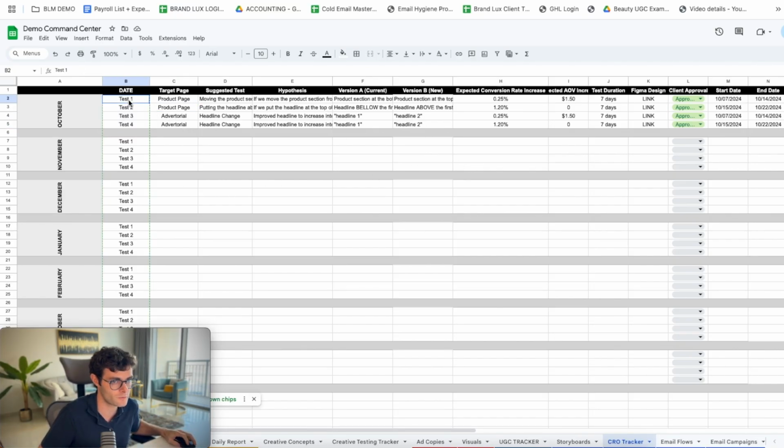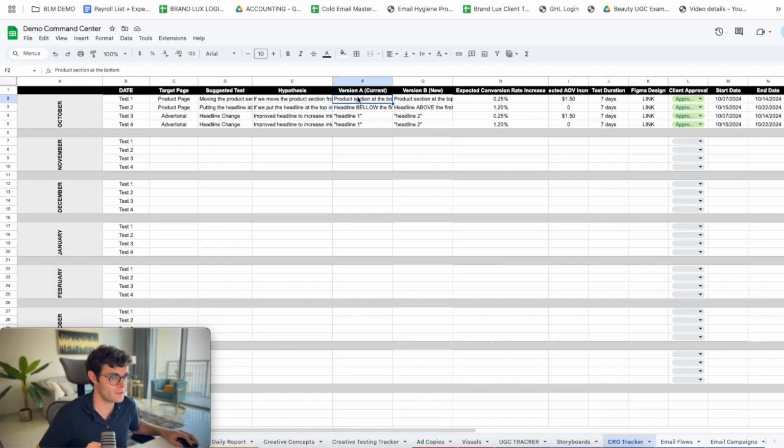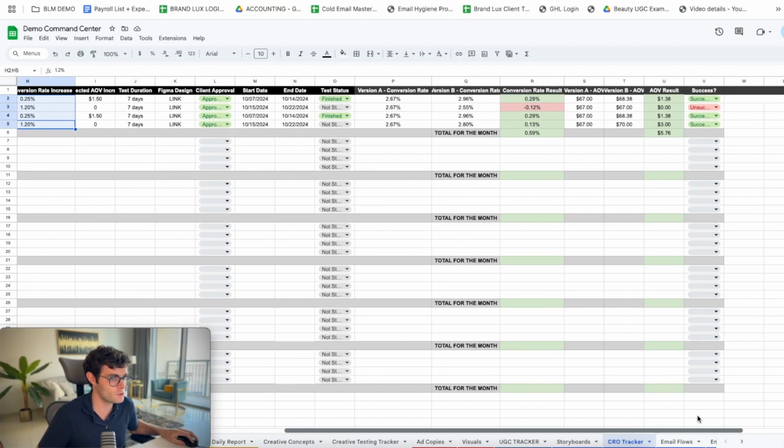And what we're doing with the test is tracking, what we're targeting. So product page, the suggested test, the hypothesis. If we move this product section, what will happen? Like the if-then statements. If we do this, then this will happen. And then the version A, which is the current one, and then the new version. And then, of course, we add our expected change in conversion rate and metrics. And then we track the success of it.